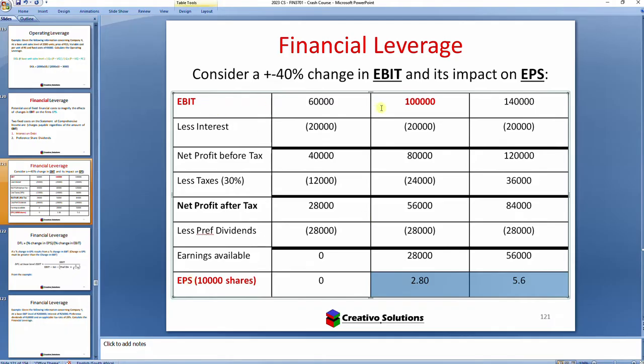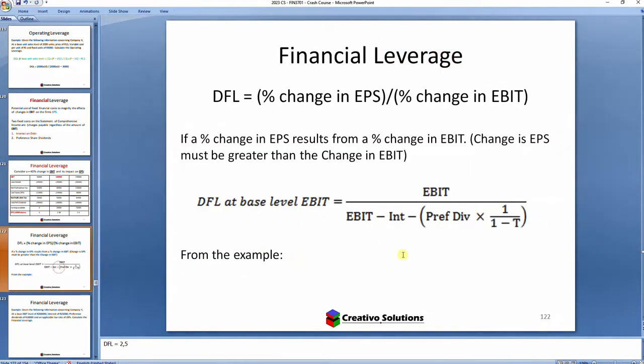And then if I look at EBIT, what is EBIT? EBIT went from 100,000 to 140,000. That's a 40% increase. So a 40% increase in EBIT gave us a 100% increase in earnings per share. That's what we're looking at. We're comparing the changes here to the changes there.